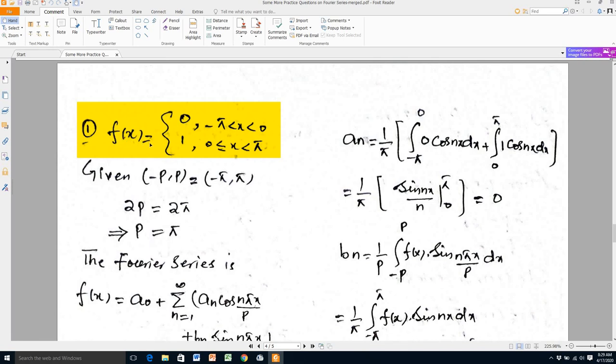That is f of x is equal to 0 from minus pi to 0 and 1 from 0 to pi. There are different values of the function. The first value of the function is in the interval from minus pi to 0, and the second value of the function lies in the interval 0 to pi.